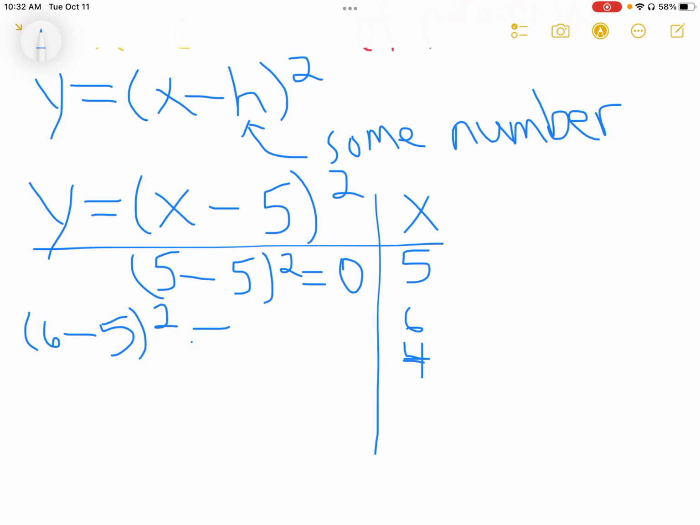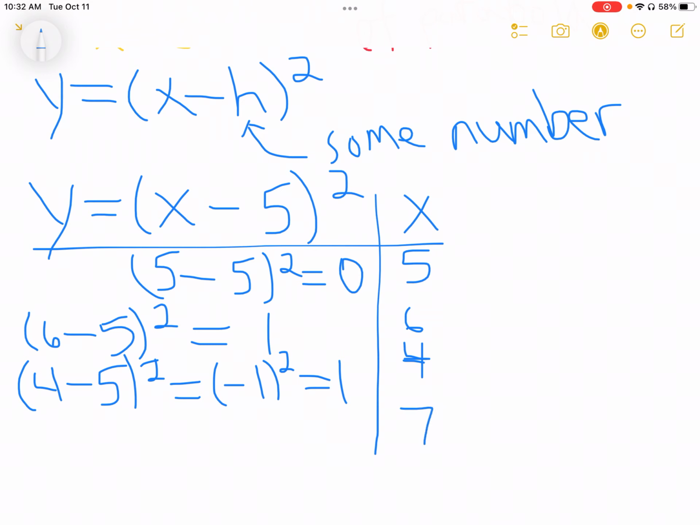Okay, so if I pick x equals 6, then I'll have 6 minus 5 squared, which is 1 squared, which will be equal to 1. If I pick 4, then I'll have 4 minus 5 squared, which is minus 1 squared, so minus 1 times minus 1, which is 1. Now, let's say I pick x equal to 7. Now I'll have 7 minus 5 squared, which is 2 squared, which will be equal to 4.